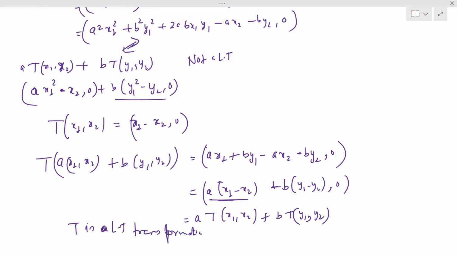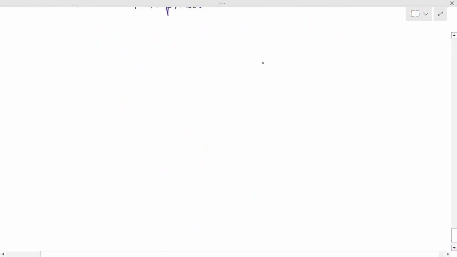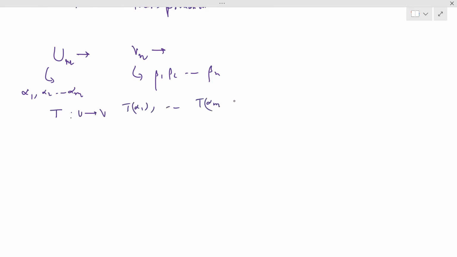Now you see, I have already stated what the bases are. I have given you that U is a vector space of m dimension, and V is a vector space of n dimension. Let's say the basis vectors here are beta 1, beta 2, beta 3, up to beta n, and the basis set here is alpha 1, alpha 2, up to alpha m. I told you if T is a linear transformation from U to V, then T alpha 1, T alpha 2, up to T alpha m are elements in V, and I can express them as a linear combination of beta 1, beta 2, beta 3, up to beta n.